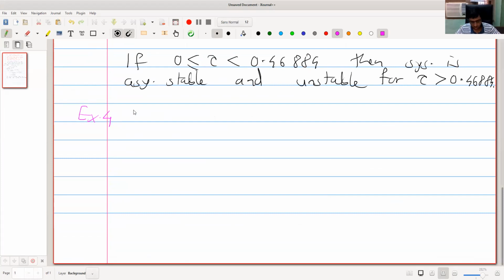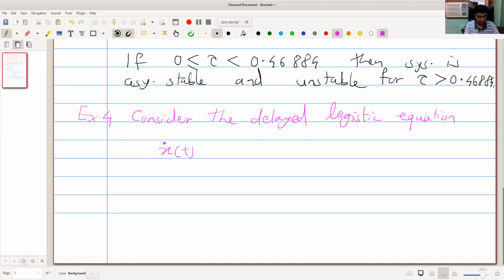It is the famous logistic delay differential equation. It arises in population dynamics. Consider the delayed logistic equation. It is given by x dot of t equal to x of t into 1 minus x of t minus tau, where tau is the delay, positive.